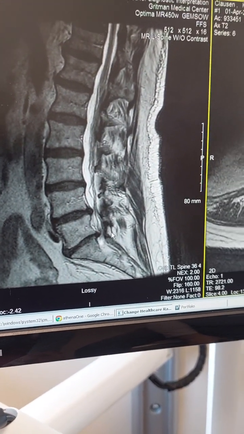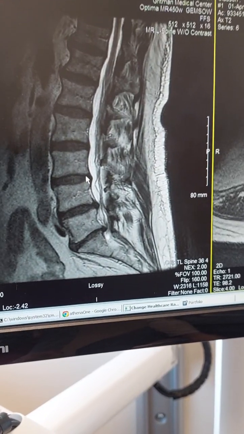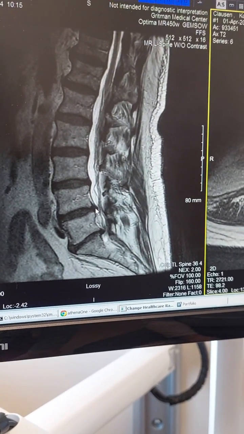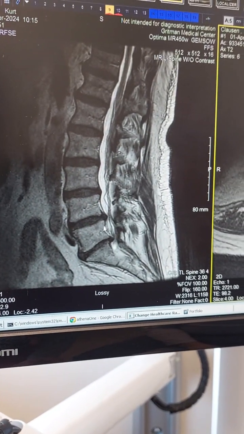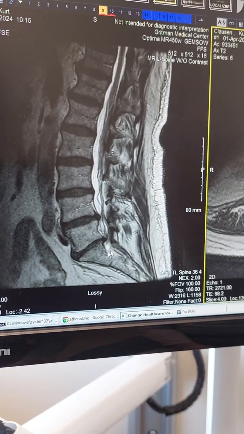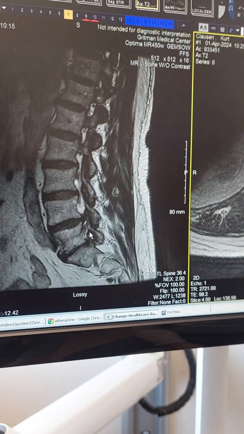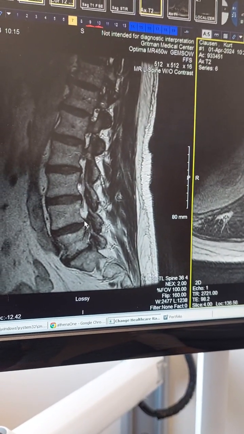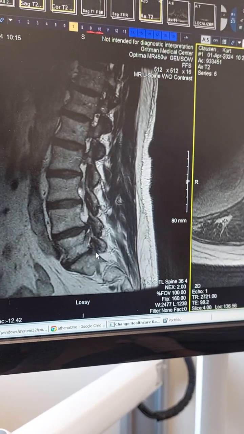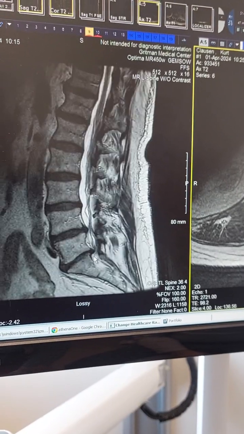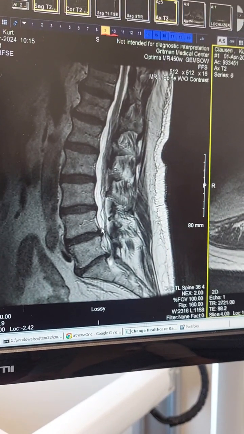So with you, you have bulging discs at 3, 4, 5, significantly at 4, 5, and again at L5S1. Looks like you even have a little bit of a tear at 4-5 in the disc, and possibly at L5S1. You can see the disc bulging outward.